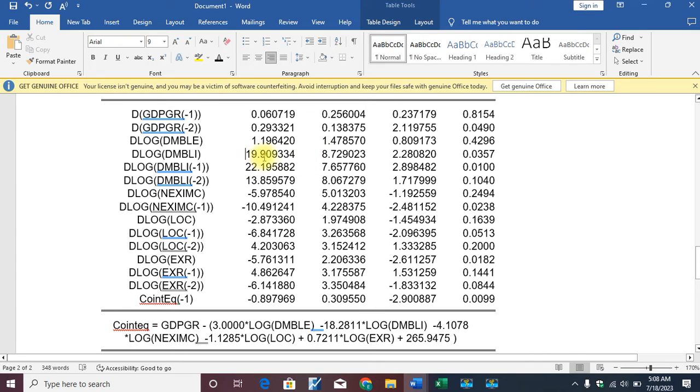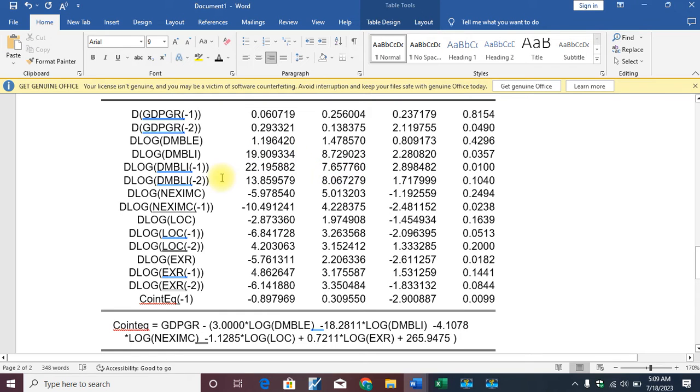Had it been that the dependent variable is a value or a level, I would have said a percentage increase in deposit money bank credit to import trade will be associated with 19%. But since it's a rate, we will say units.